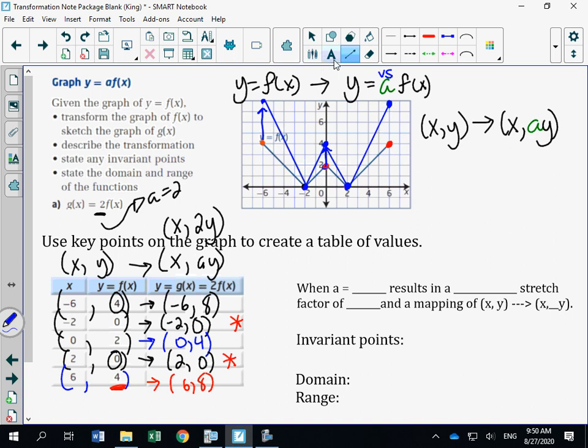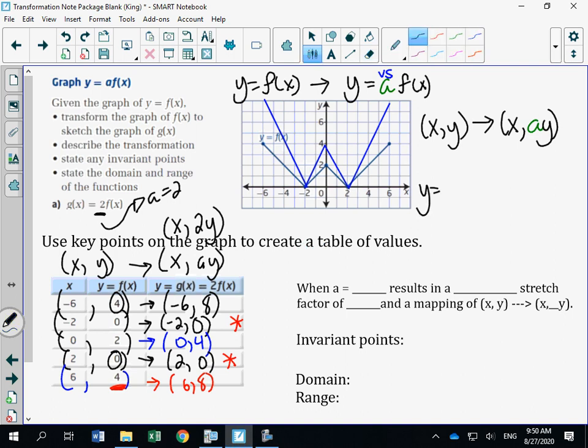Okay, so that would be our new graph. I'll erase this and this. This is our new graph after it's undergone a vertical stretch. Now, one thing I need to write down that we need to know.